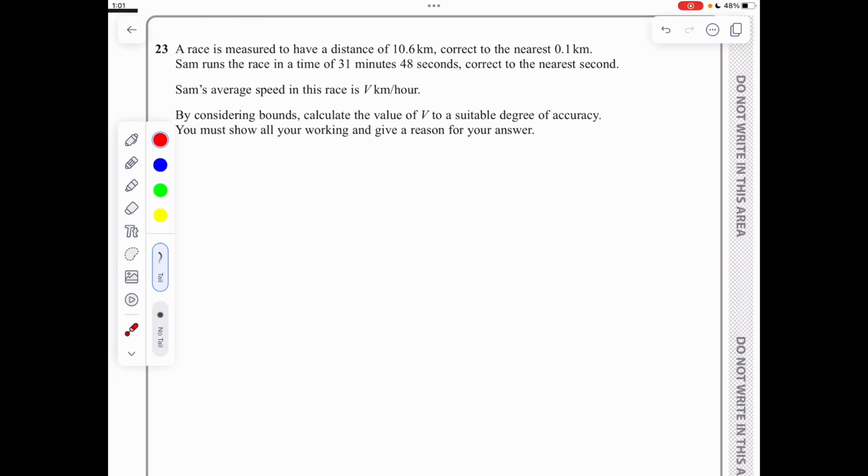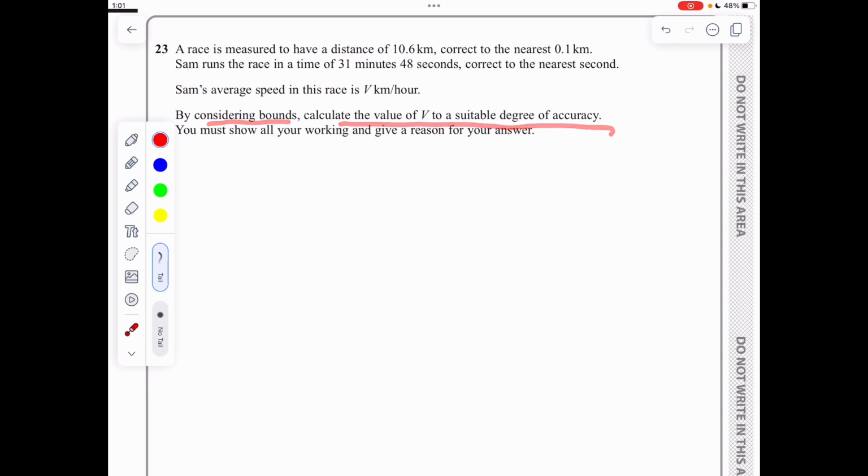In 23, we've got a race that is measured to have a distance of 10.6 kilometers, correct to the nearest 0.1 of a kilometer. And Sam runs the race in a time of 31 minutes 48 seconds, correct to the nearest second, and his average speed is capital V kilometers per hour. We need to consider bounds to calculate the value of V to a suitable degree of accuracy.